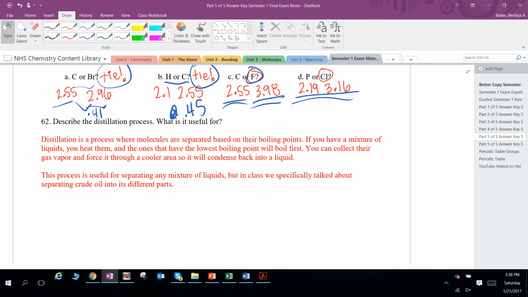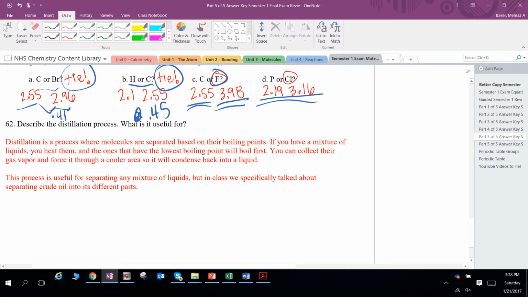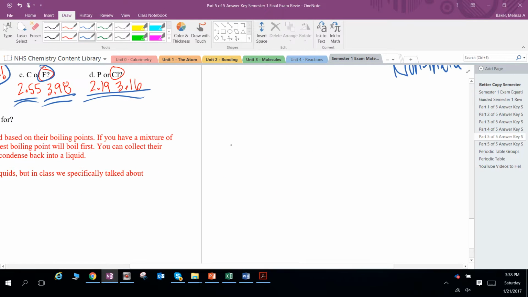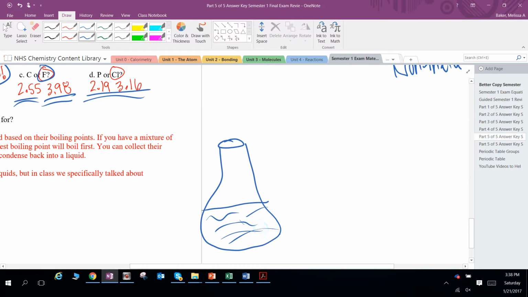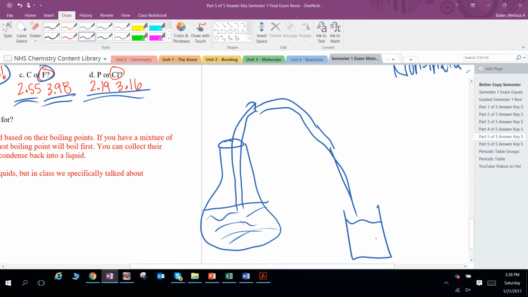Finally, in class we did a distillation, and the whole point of doing a distillation is to separate molecules based on their boiling point. So you'll have a flask with a mixture of liquids, and we talked a lot about how this is the process they use with crude oil from the earth. They start heating it, and the thing with the lowest boiling point, the way that our lab worked, will turn into a gas first. So it'll go up this tubing, you'll run it through a cool water area, and then it will condense back into a liquid.